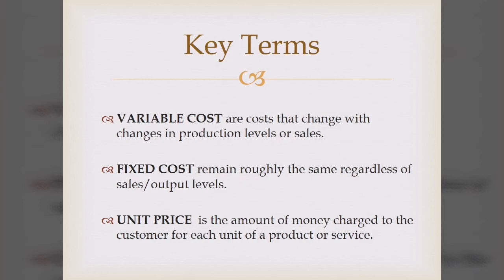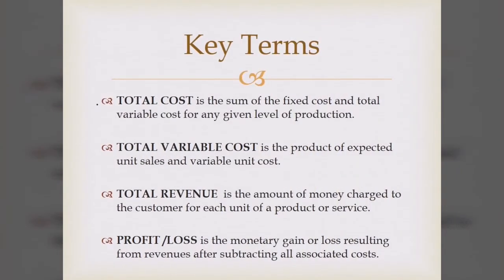Unit price is the amount of money charged to the customer for each unit of a product or service. Total cost is the sum of the fixed cost and variable cost for the given level of production. That is, fixed cost plus total variable cost. The total variable cost is the product of expected unit sales and variable unit cost. That is, expected unit sales times variable unit cost.